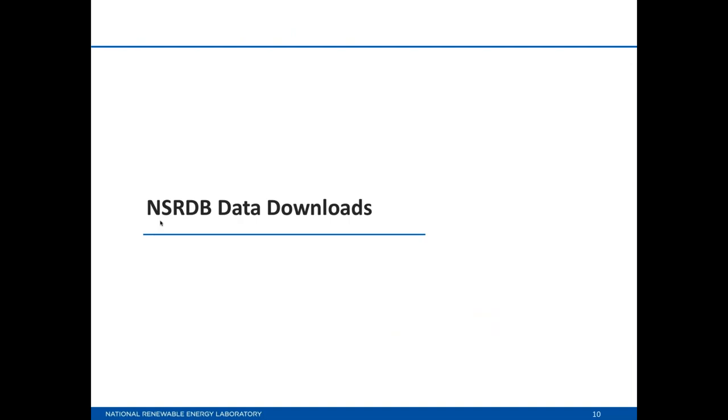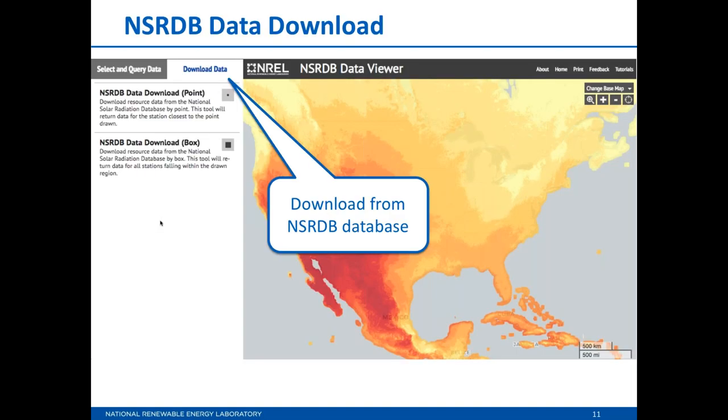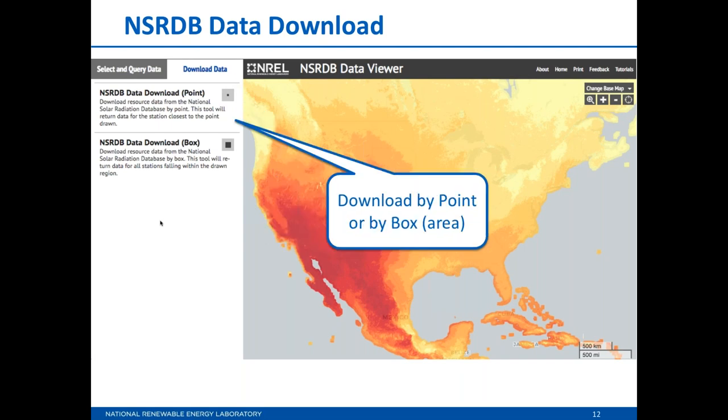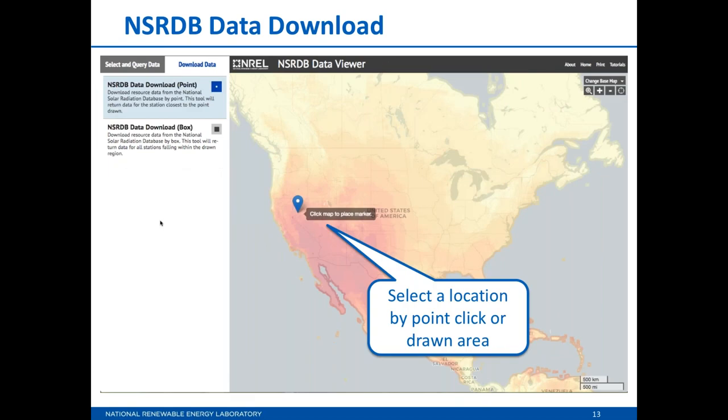So, the real interesting part of the NSRDB data viewer is the ability to access the NSRDB data. When you select the download data tab in the upper left, you'll see this menu on the left drawer, and it provides access to downloading either by a point or by a box. When you select either of these tools, the first thing you do is choose the location of interest. And here I'm showing selecting a point. If you were to draw by region, you would be able to draw a box, rectangular or square.